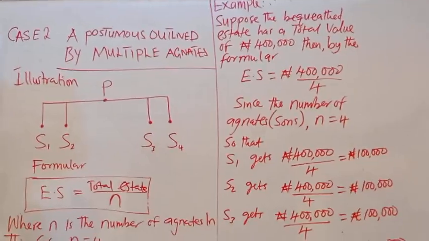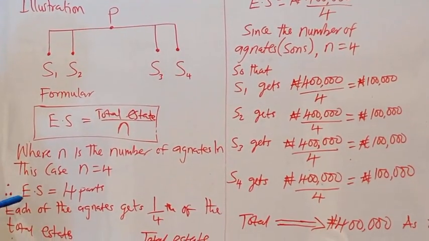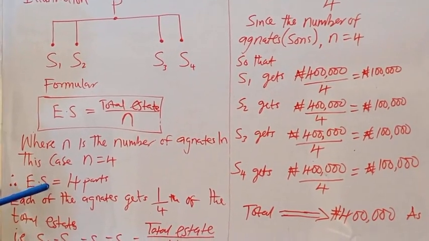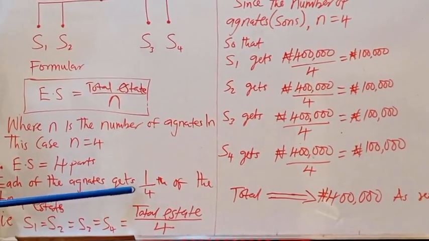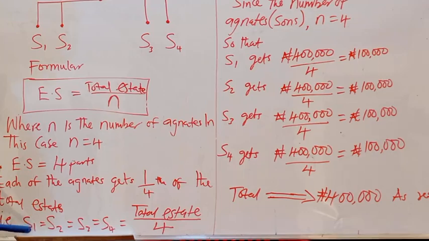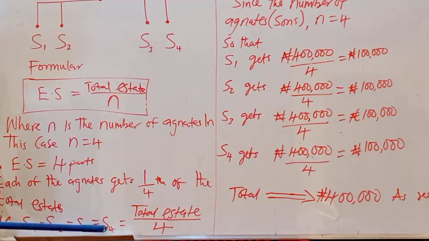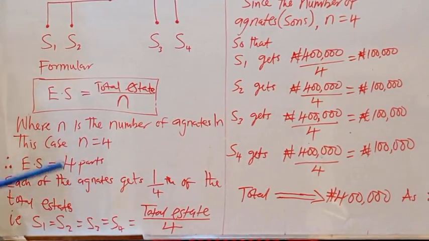In this case, N is equal to 4, since we have 4 sons here. So it means the estate is going to have 4 parts. Each of the agnates gets 1/4 of the total estate. For example, the share of the first son S1 is going to be the same as the share of the second son, the same as the share of the third son, the same as the share of the fourth son, and each is going to be total estate divided by 4.